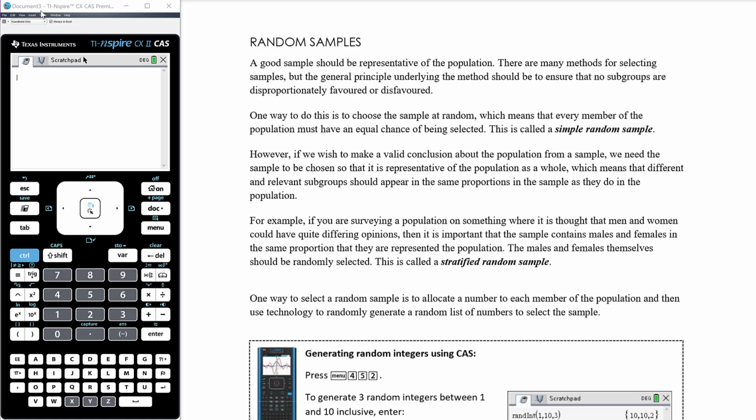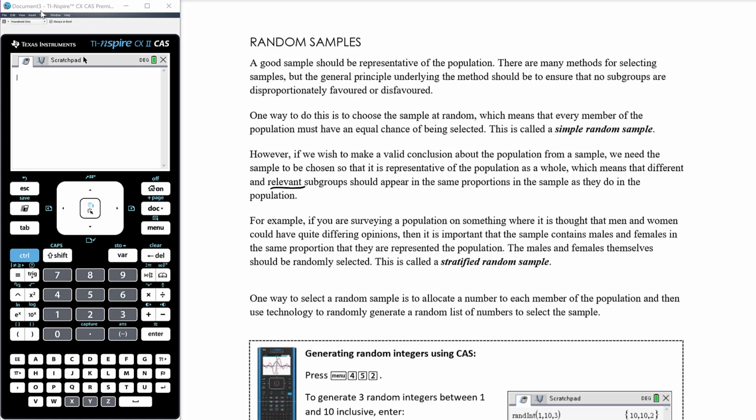The key thing, you could get yourself caught up in knots in trying to make sure that every possible subgroup is represented. So the key really is relevant subgroups. So for example, if you're surveying a population on something where it's thought that men and women could have quite differing opinions, then it would be important that the random sample has men and women represented in the proportions that they're represented in the wider population.